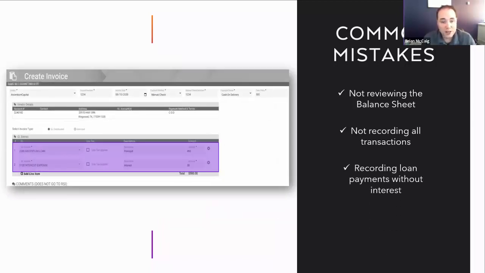All right, let's get on to our next common mistake. And this is back to loan payments. So recording those loan payments without expensing out the interest. Don't pay your CPA at the end of the year to clean this up. Every time you make a loan payment, separate out that interest in the capital. The capital portion should be reducing your liability, and the interest should be an expense on your P&L.